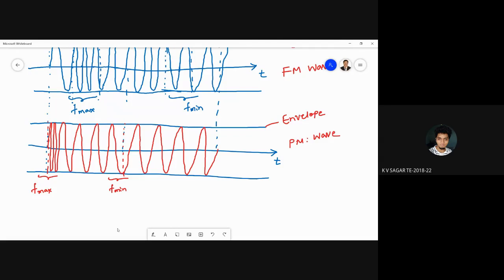Yes, sir. Okay. Now let us try to find out the relationship between FM and PM. Okay. I hope you noted this waveform. One second, sir.